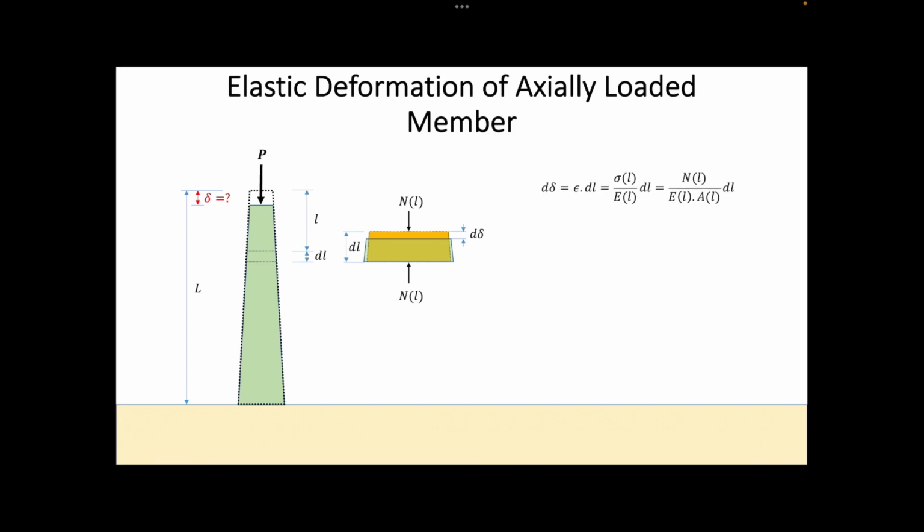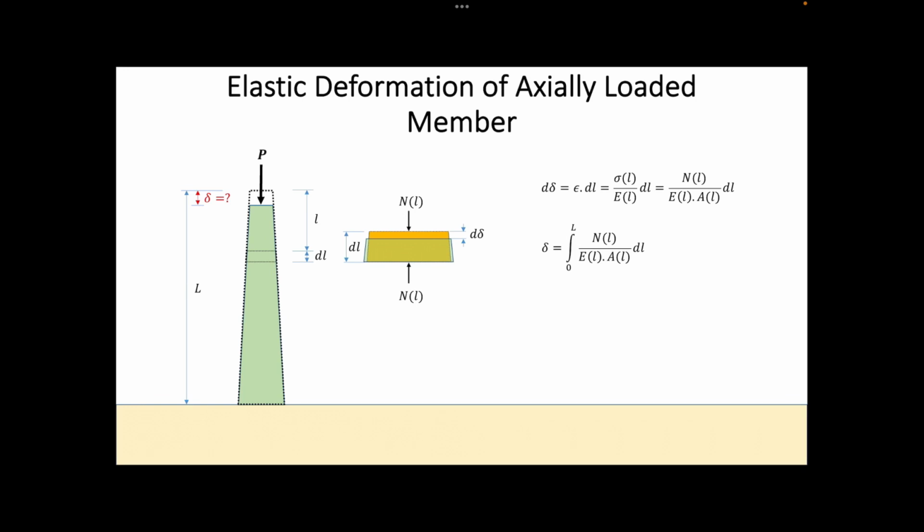After doing some algebra, we see d delta can be found from the normal force, the modulus of elasticity, the cross-sectional area, and the length of the element. Now the rest will be simple, as we just need to integrate this equation over the entire length to find the displacement of the entire column. Please note the following. First, the small l in the bracket of N, E, and A is to indicate these values in general may be functions of the location of the differential length element.